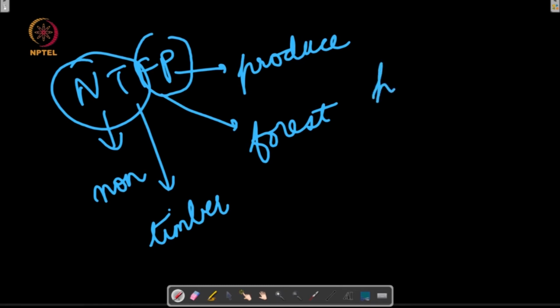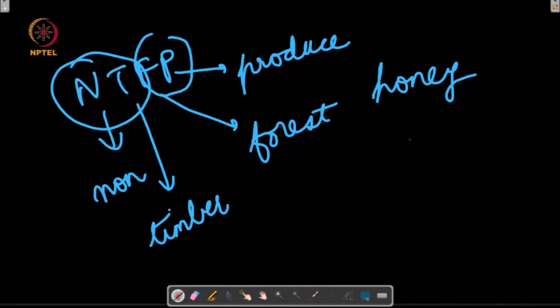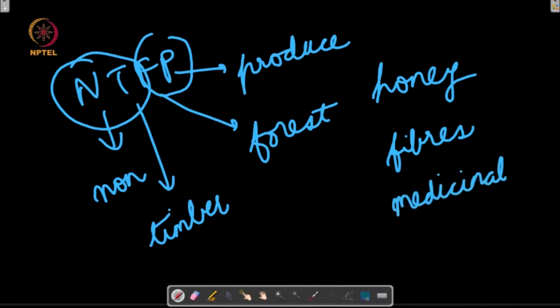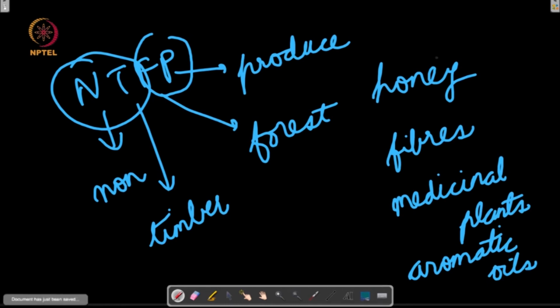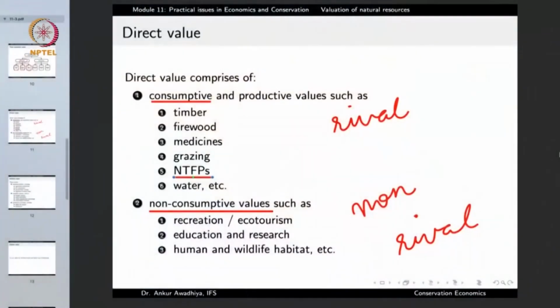And here we include things such as honey. Now, honey is a forest produce because we normally collect honey from the hives that we find in the forest. So this is a forest produce, but this is not timber. Similarly, we have a large number of fibers that we collect from the forest. We have a number of medicinal plants that we collect from the forest. There are a number of aromatic compounds or aromatic oils that we collect from the forest. We also have things like mushrooms that naturally grow in the forest and we collect them from the forest. So all of these things are non-timber forest produce, and these are all consumptive values of the forest. Because if I consume more of the honey, if I extract the honey, then less honey is available for anybody else to extract. Water. Water is another consumptive value that we derive from the forest.